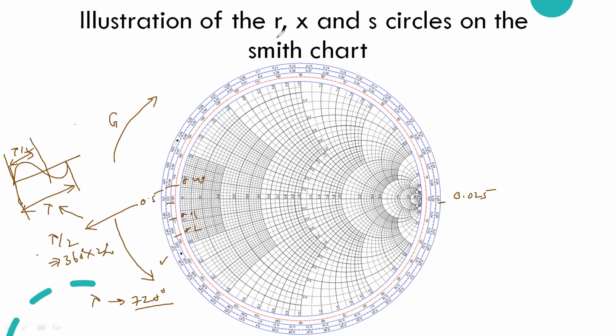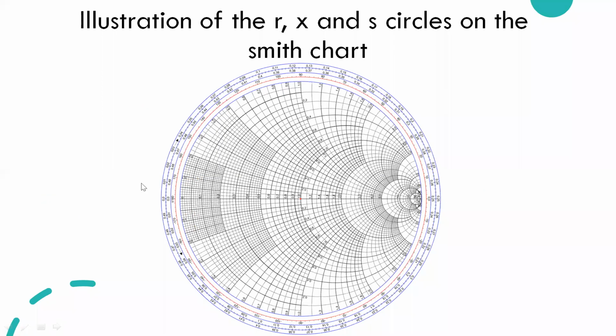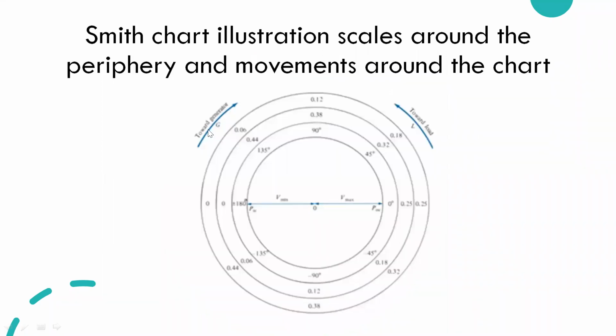Then we will see this with respect to the transmission line in the next slide. One more thing: the same figure has been enlarged with only the outer periphery of the Smith chart.